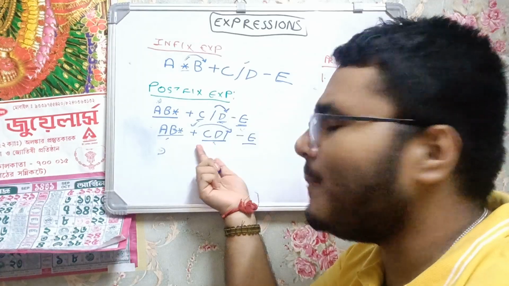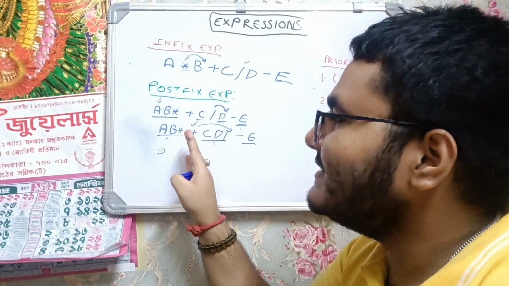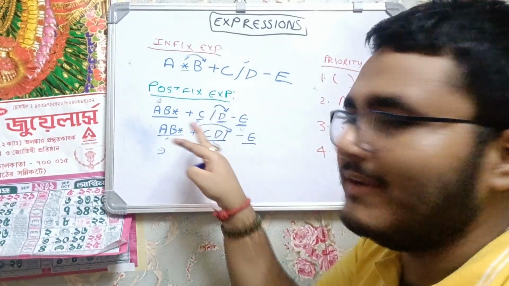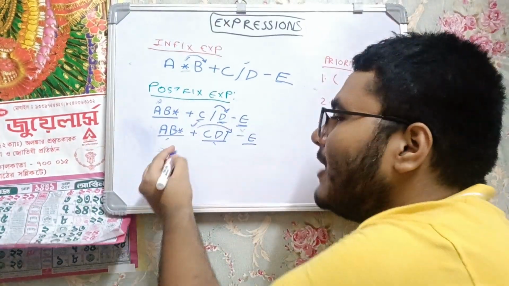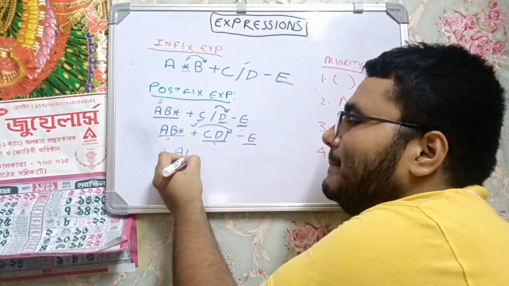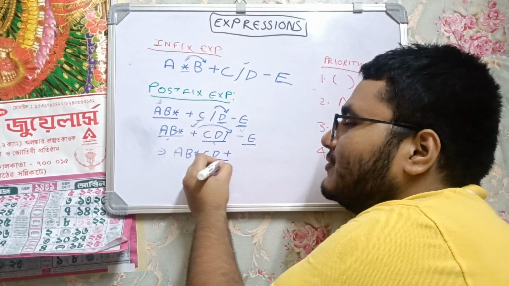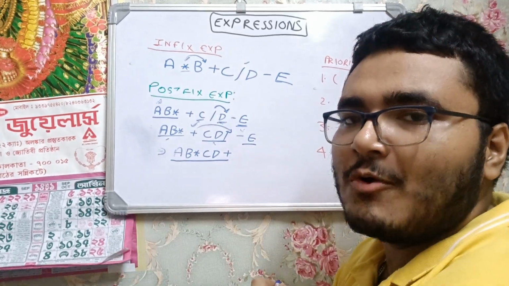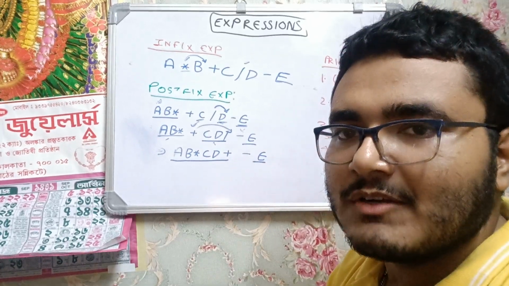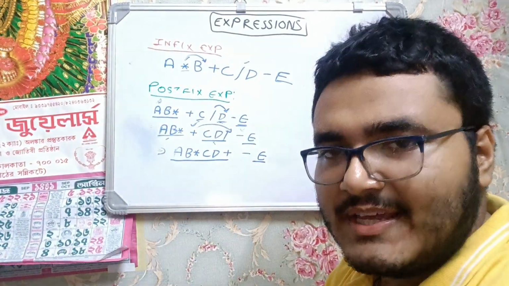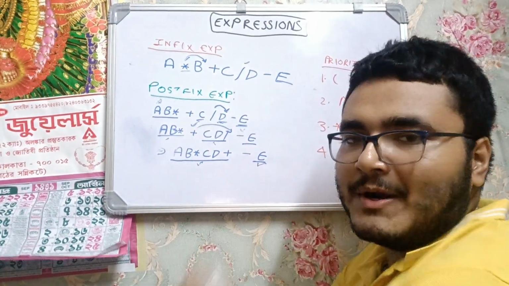This is an operand now, this is an operand now. Who is the nearest operand of plus now? Both are nearest, and we are bringing it after the second operand. So our expression now turns into AB into CD by plus. This whole thing turns out to be an operand now, and minus E. Yes or no?